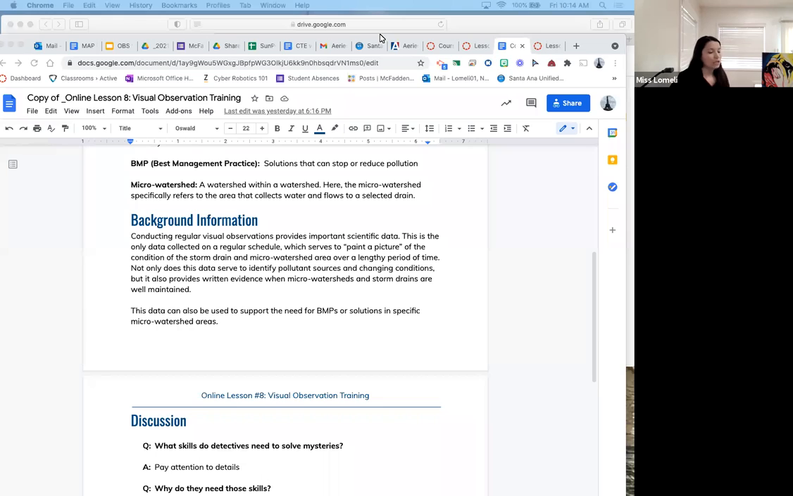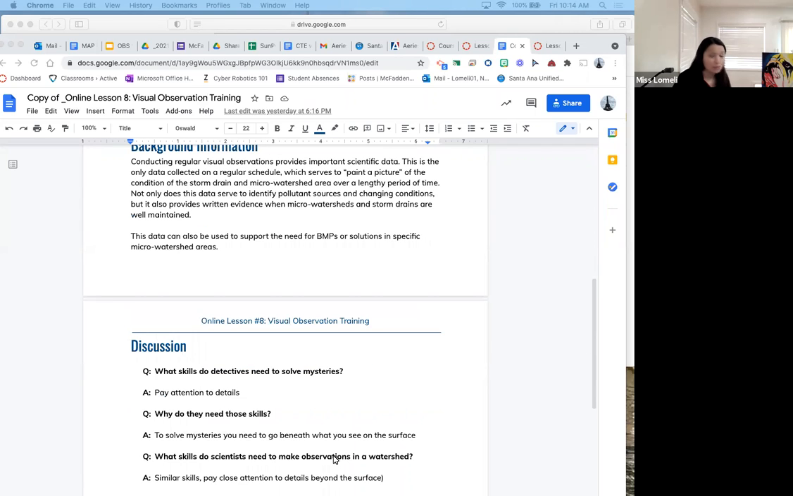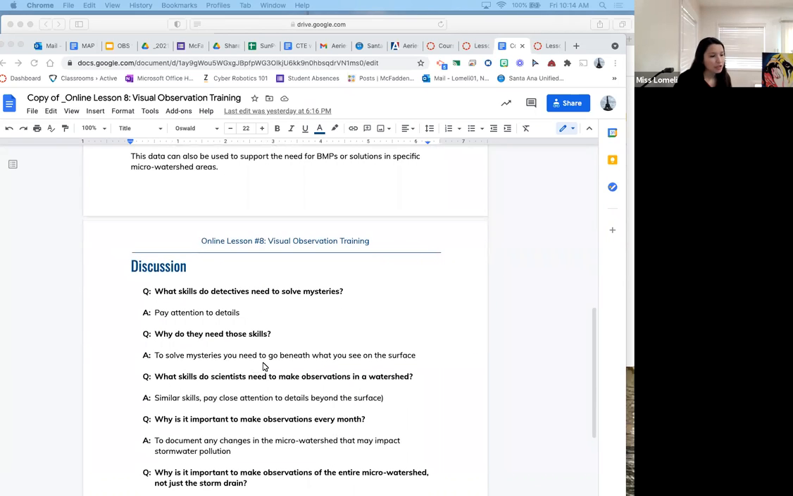Okay, so discussion. What skills do detectives need to solve mysteries? They pay attention to detail. Well, so do we. We need to do that too. Why do they need those skills? To solve mysteries, you need to go beneath what you see on the surface. What skills do scientists need to make observations in a watershed? Similar skills. Pay close attention to detail beyond the surface.